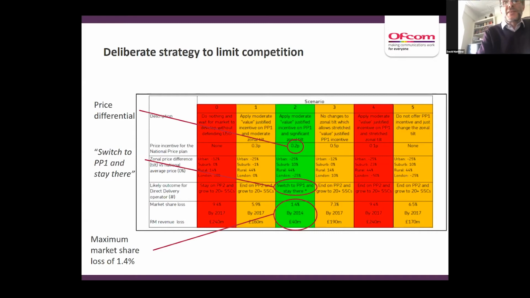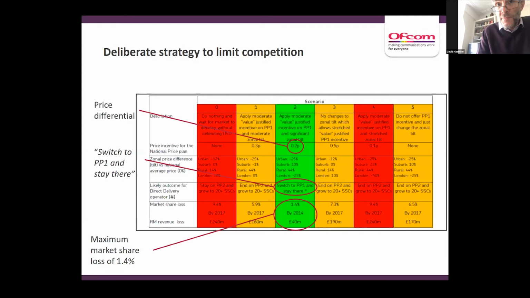And we will be facing an annual revenue loss as a consequence of 240 million, because recall, this is a big market. By contrast, hence the traffic light colouring, if you jump to scenario 2, which is a description of what the actual conduct they deployed was, they now are thinking, well, if we deploy a moderate price differential and also these changes to geographic pricing called the zonal tilt, we get a different answer.